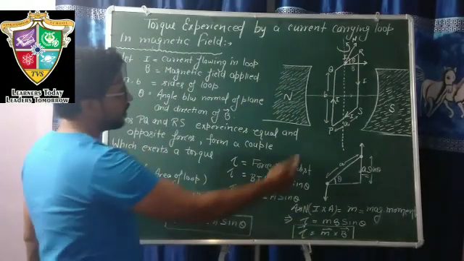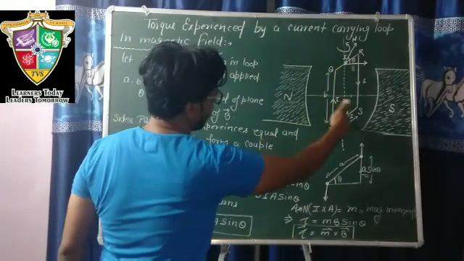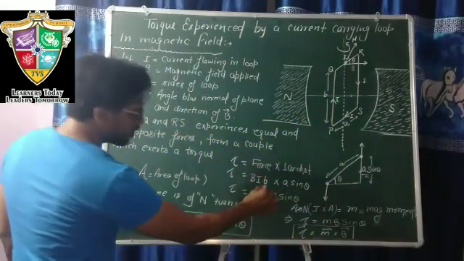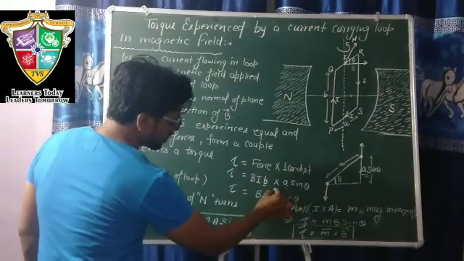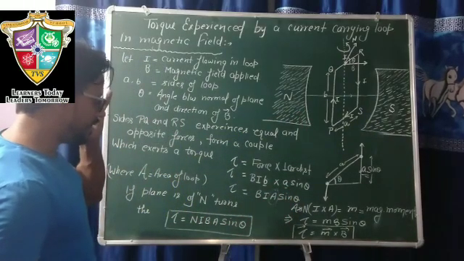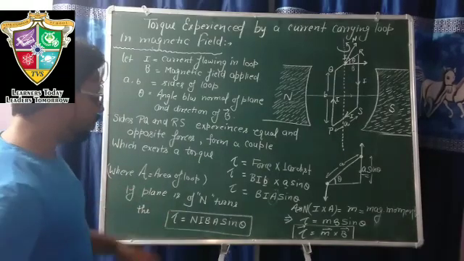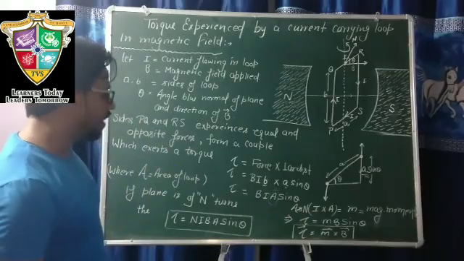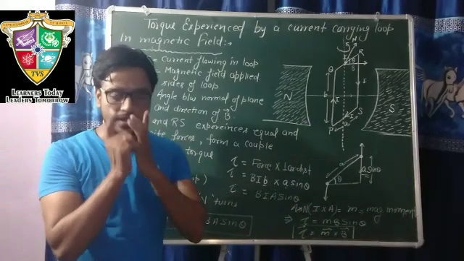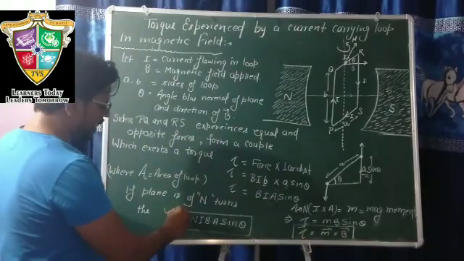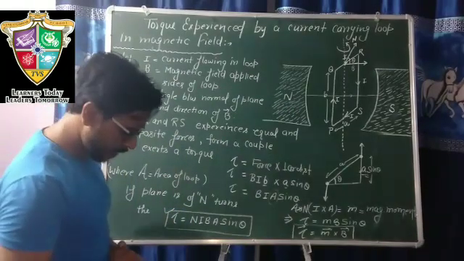And students, we know length into breadth, a into b, is the area of this rectangular loop. So b and a, it is written like this. This product of b and a is A, the area of the loop. So now our torque is BIA sin theta, and if there are n turns of this loop, then the torque is nIBA sin theta.